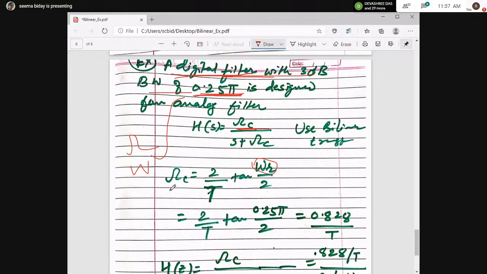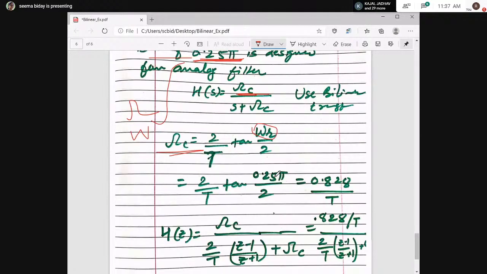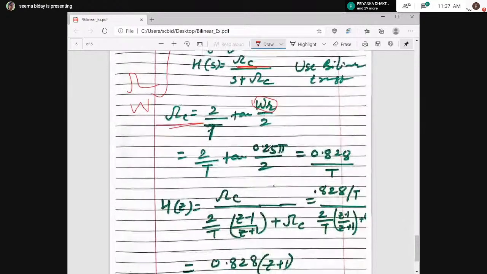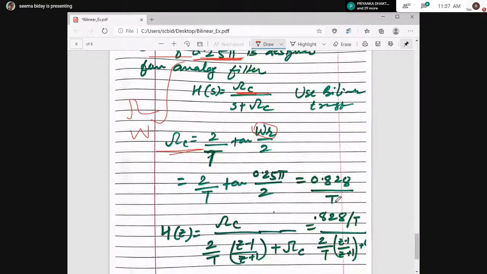As we know, capital omega C equals 2 by T tan of WR by 2, or you can also write the small WC. It is given 0.25 pi divided by 2, and 2 by T. Is T mentioned? No, T is not mentioned. If it is not mentioned, you can keep capital T as it is, or consider T as one sample, 1 second. It doesn't matter. So now omega C equals 2 by T tan of 0.25 pi by 2, and you will get this.